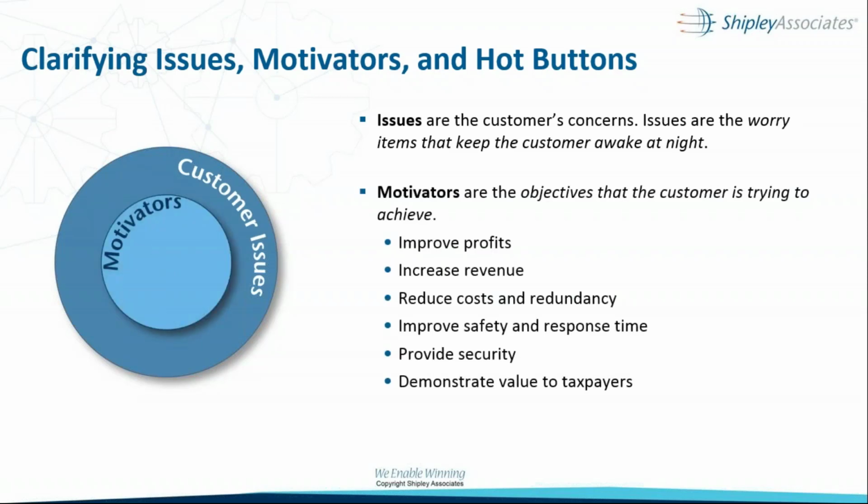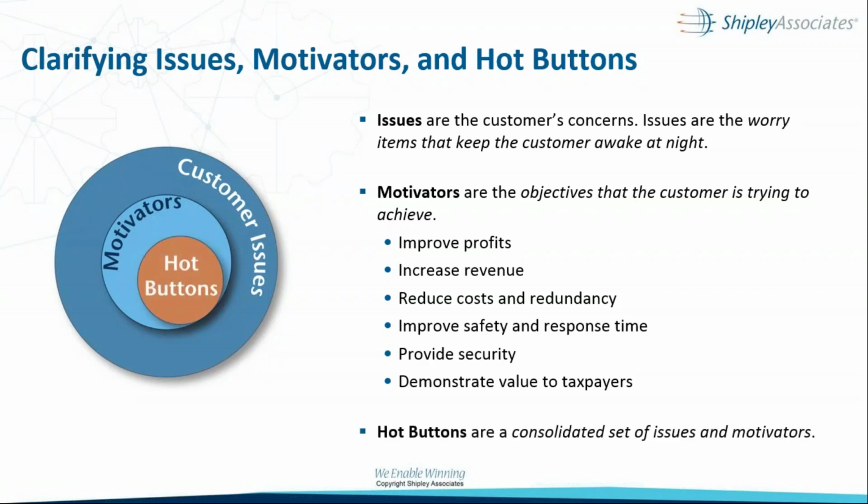The other part of this is motivators. As compared with concerns, these are objectives. What is the customer trying to accomplish or achieve? And there's a list of some examples of what they may be trying to accomplish. So you combine those two things, and that constitutes a set of hot buttons that can be woven into your strategy for winning.